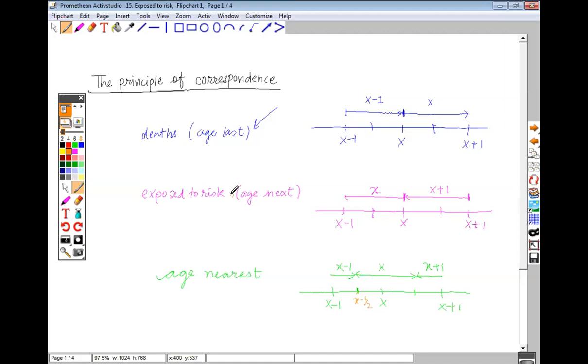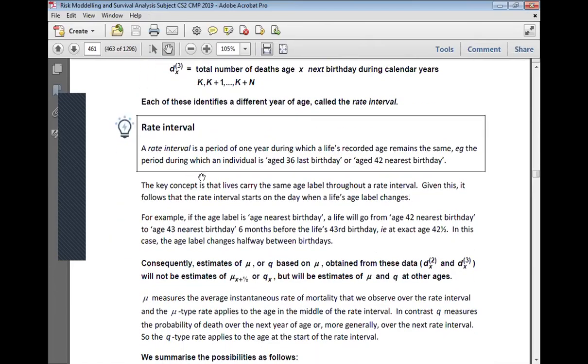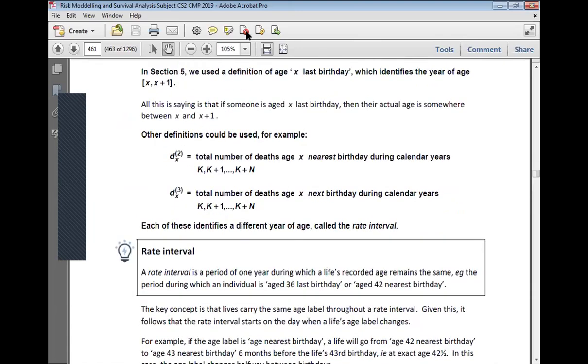So again, now what I'm going to use, in your books, they have represented DX2. So previously we only had DX, which represents the total number of deaths at age X last birthday. So if you have DX2, it means you are looking at age nearest birthday. And if you have DX3, that means you are looking at age X next birthday. And then they define something known as rate interval. So before we do that, I want to do something else.